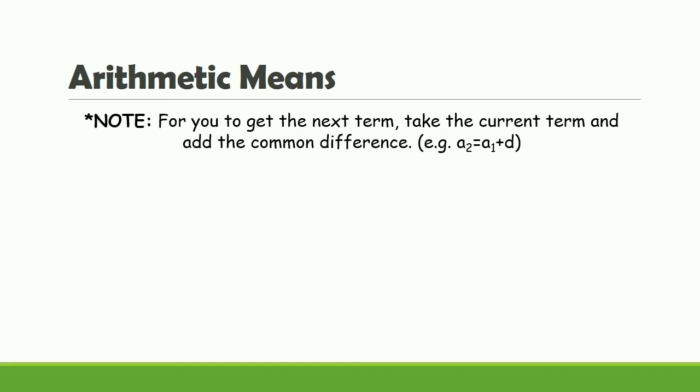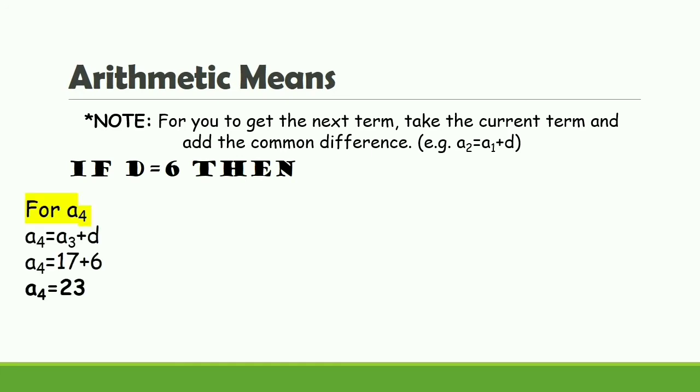Note, for you to get the next term, take the current term and add the common difference. Example given, a sub 2 is equal to a sub 1 plus d. If d is equal to 6, then for a sub 4, 17 plus 6 is equal to 23. For a sub 5, 23 plus 6 is equal to 29.